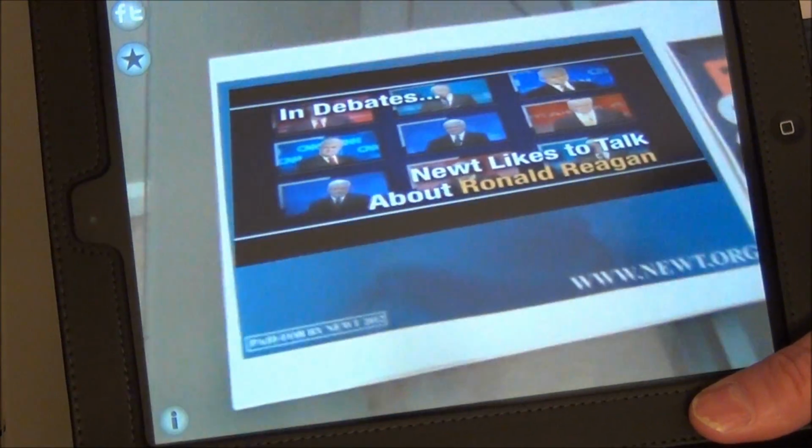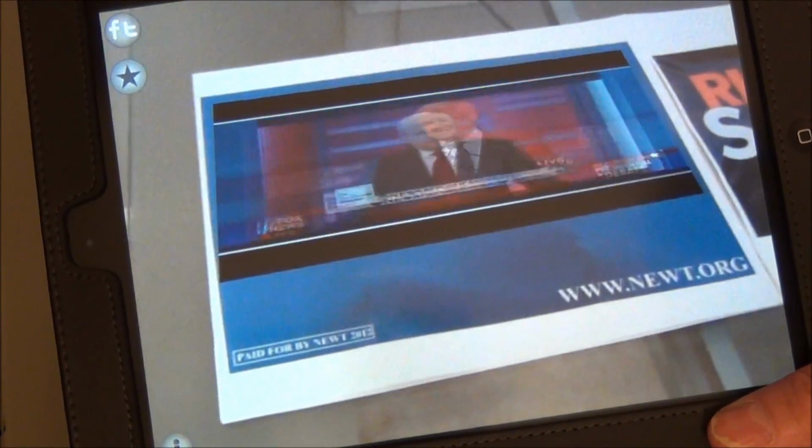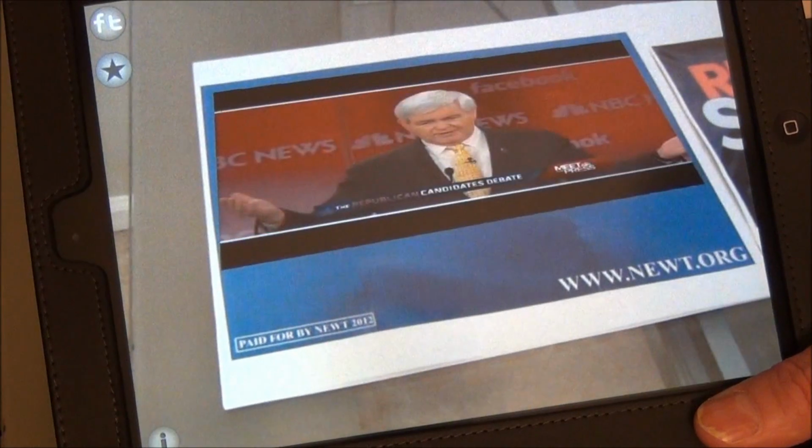In debate, Newt Gingrich likes to talk about Ronald Reagan. I worked with President Ronald Reagan. Ronald Reagan played President Reagan.